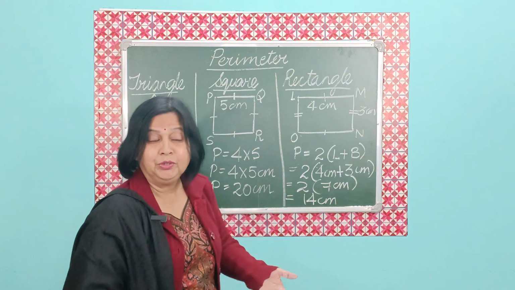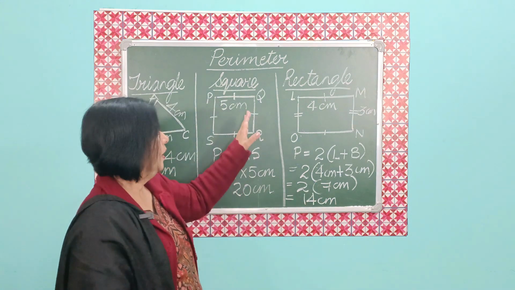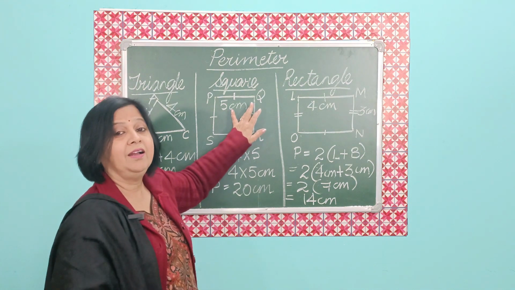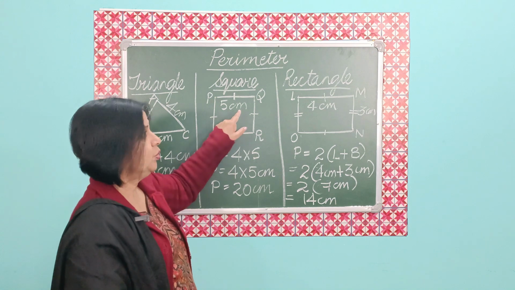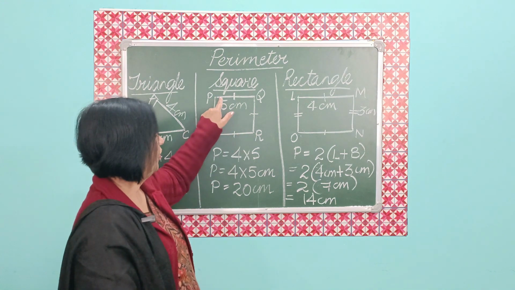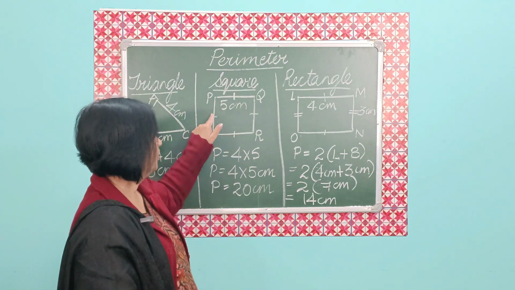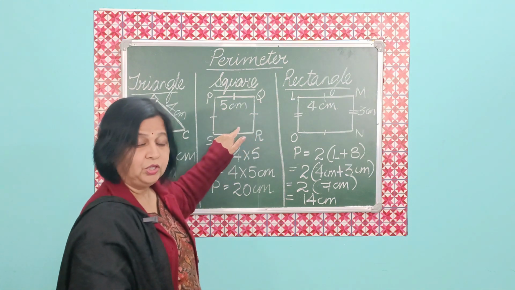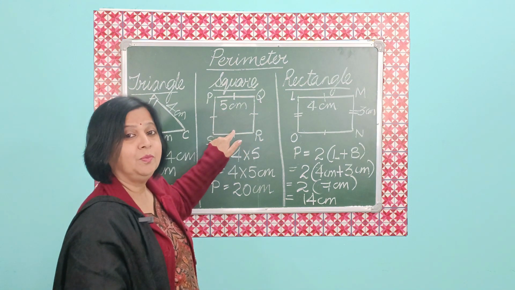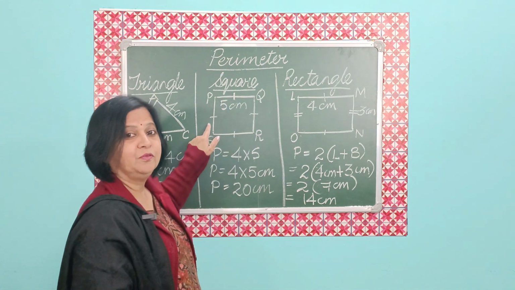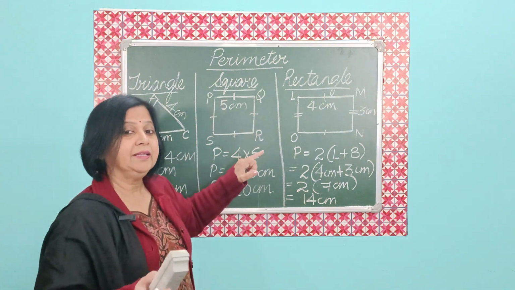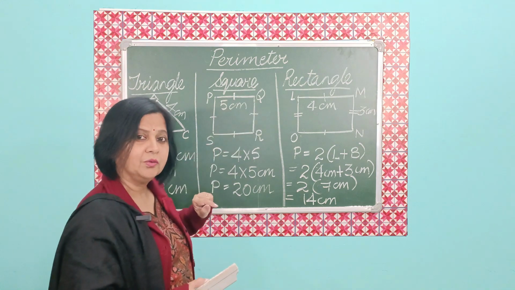And why do we need to know about the perimeter? A perimeter is useful in our daily life also. Suppose now if this is a square field and the farmer has to put a fence around it, he has to put a wire around it. So he needs to know how much wire he needs to buy. So then he will calculate what is the perimeter of his square field so that he can buy that much wire and put a fence around it.